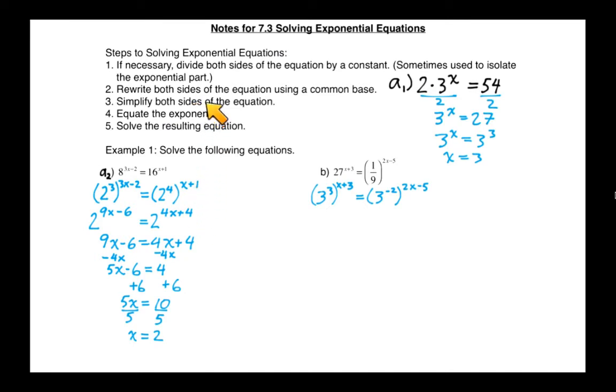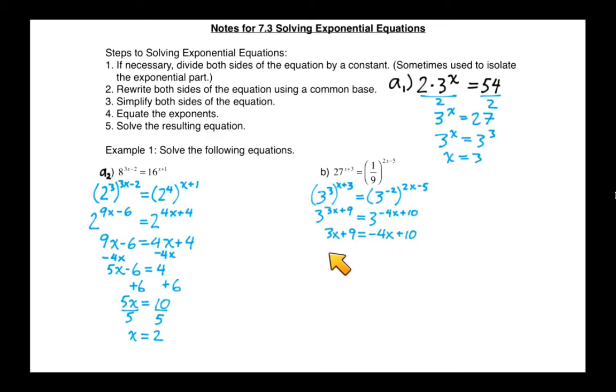Now from here, I'm simplifying both sides of the equation using a law of exponents. I'm going to do 3 times x plus 3, so that's 3x plus 9. On the other side, I'm doing negative 2 times 2x minus 5, so I get negative 4x plus 10. At this point, it's pretty obvious, since the bases are the same, that we want to equate these two exponents with each other. Once we've done that, we can solve the resulting equation, which again is a linear equation.